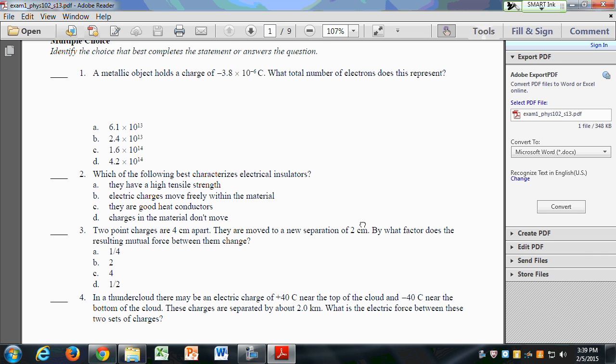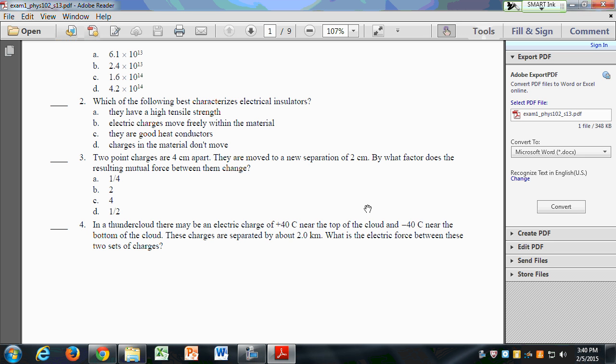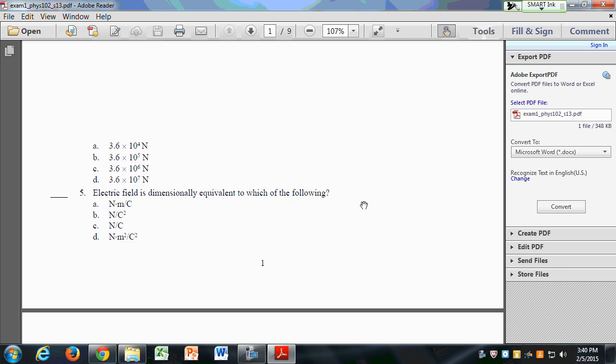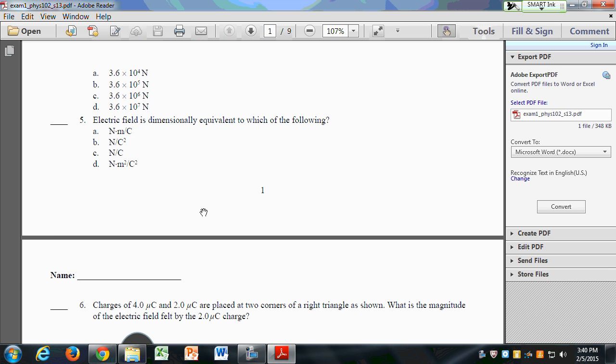All right. So you need to know about electrical insulators versus conductors. Remember, electrons move freely in conductors. In insulators, they don't move freely. Conductors are metals. Insulators are plastics, rubbers, wood, air. Dimensions. You need to know the dimensions of our electric field.